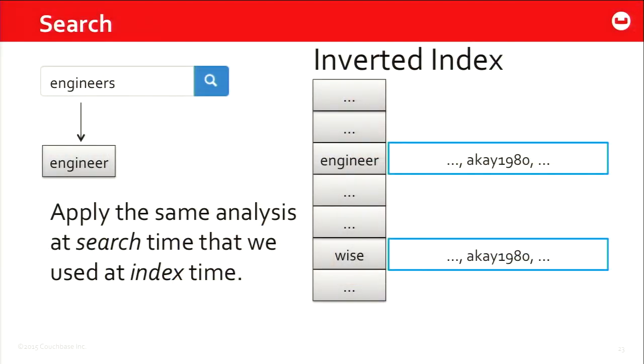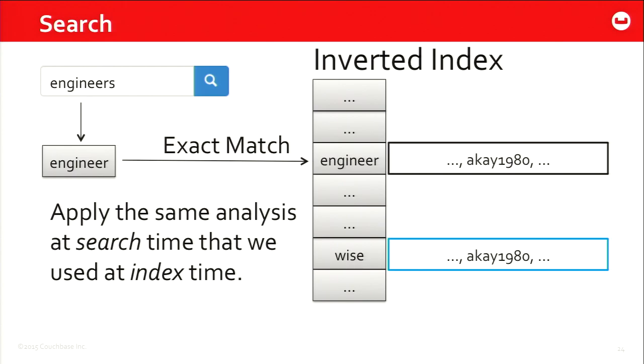What we're going to do is apply the exact same analysis on those search terms that we performed on the documents when we indexed them. That means the same token filters, the stop word removal and the stemmers are going to be applied to the search terms. So engineers is now going to get stemmed down to engineer. The reason we do that is now our search execution is just performing an exact match of the terms they searched for after analysis and the terms in the index.